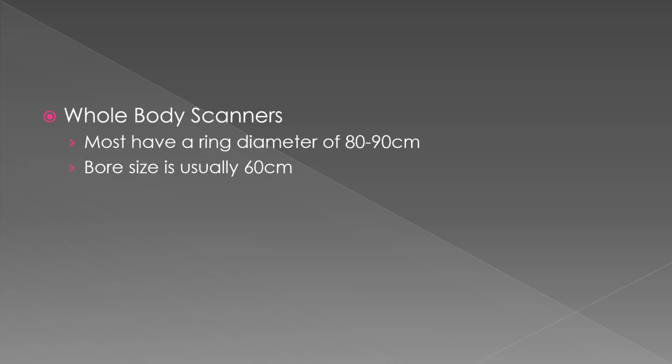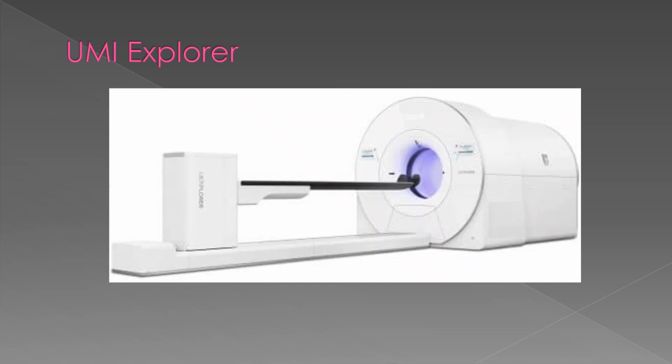Now the whole body scanner, like I told you about, super advanced. Most of them will have a ring diameter of about 80 to 90 centimeters with a bore size that's usually about 60 centimeters. This is the UMI Explorer. This is the only total body PET scanner that exists in the world. Like I said, it was developed in California by Dr. Simon Cherry, who worked out of Stanford. I believe it's Stanford. Yeah.